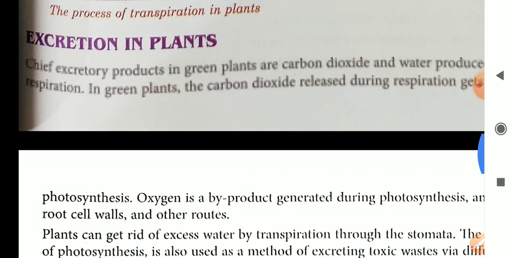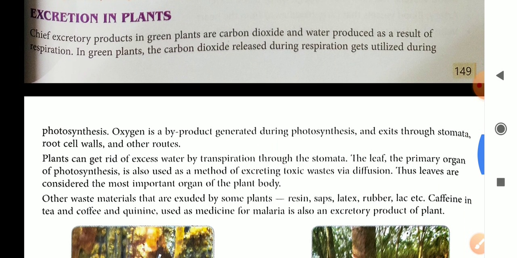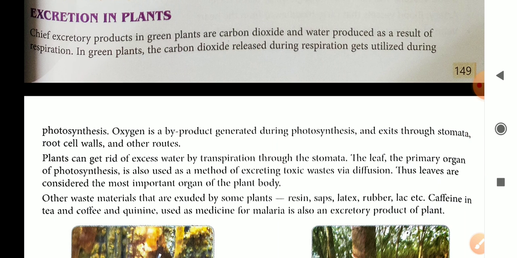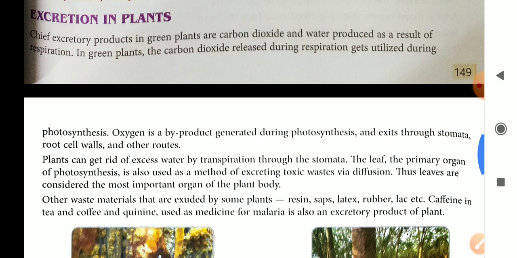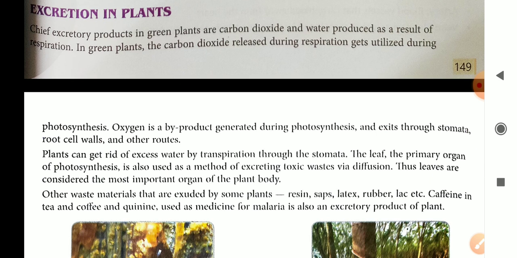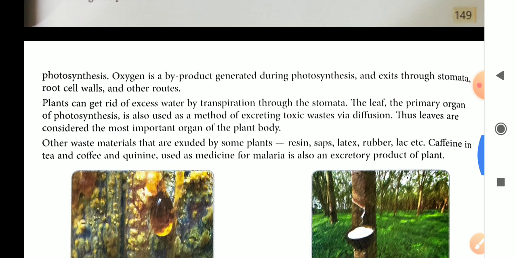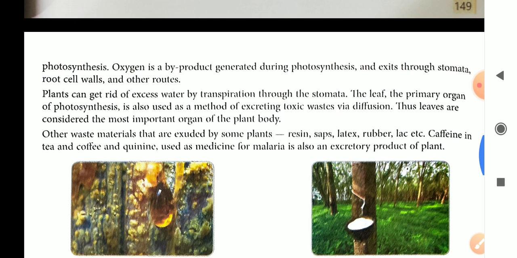And the last topic is excretion in plants. The excretory products in plants are carbon dioxide and water produced as a result of respiration. Here the plants take carbon dioxide and release oxygen. In green plants, the carbon dioxide released during respiration gets utilized during photosynthesis. So oxygen is a byproduct which is generated during photosynthesis and it gets exited through stomata, root cell walls and other roots.